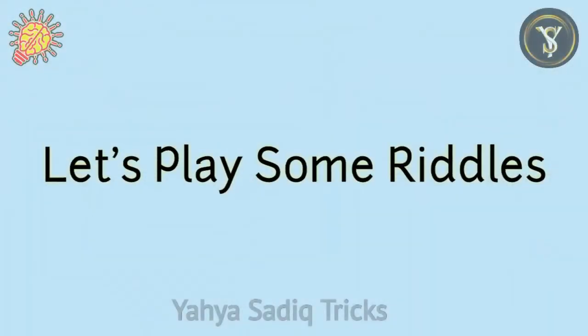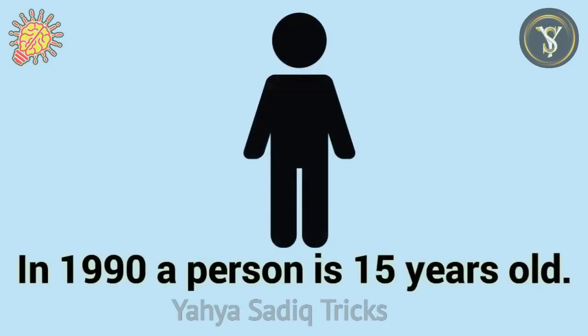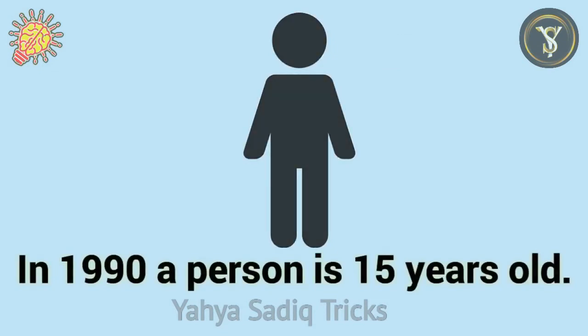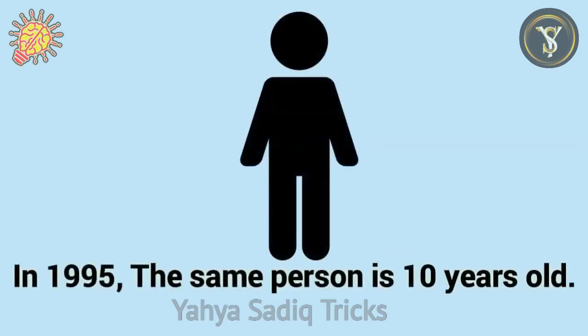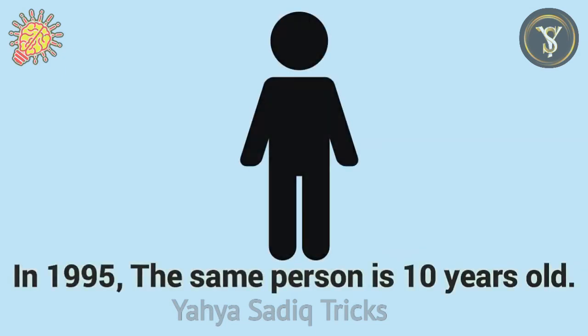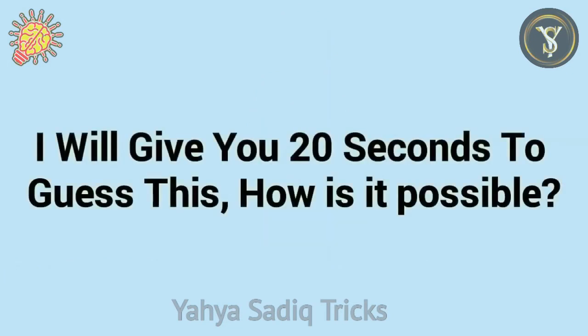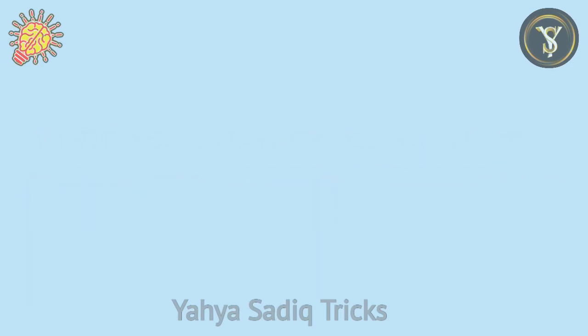Let's play some riddles. In 1990, a person is 15 years old. In 1995, the same person is 10 years old. How can this be? I will give you 20 seconds to guess this. How is it possible?